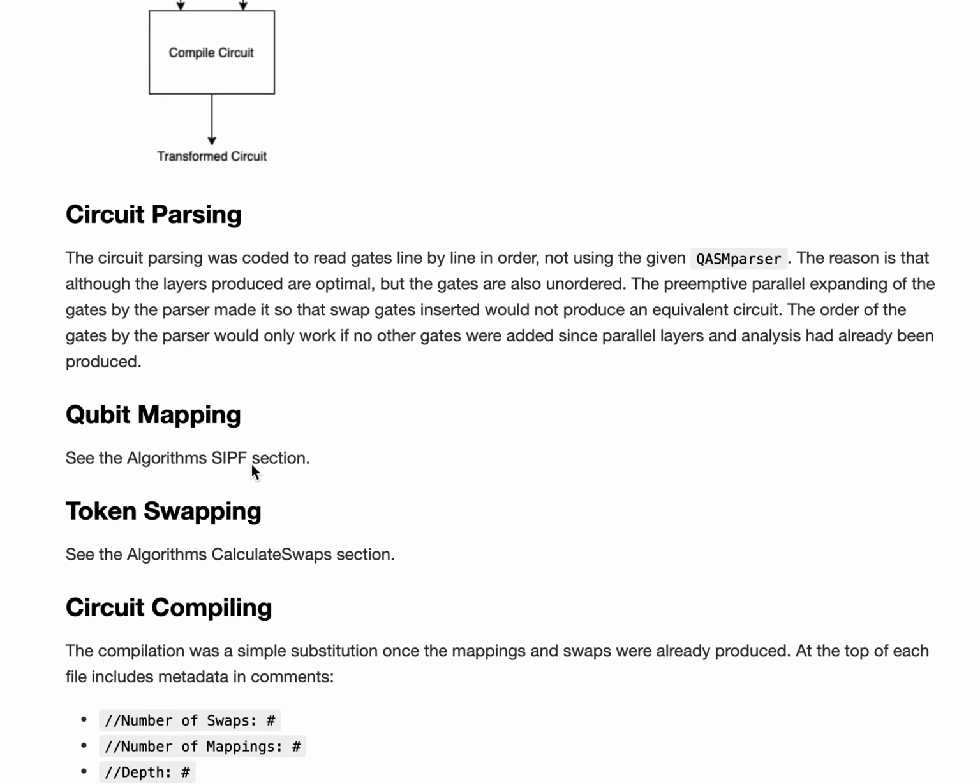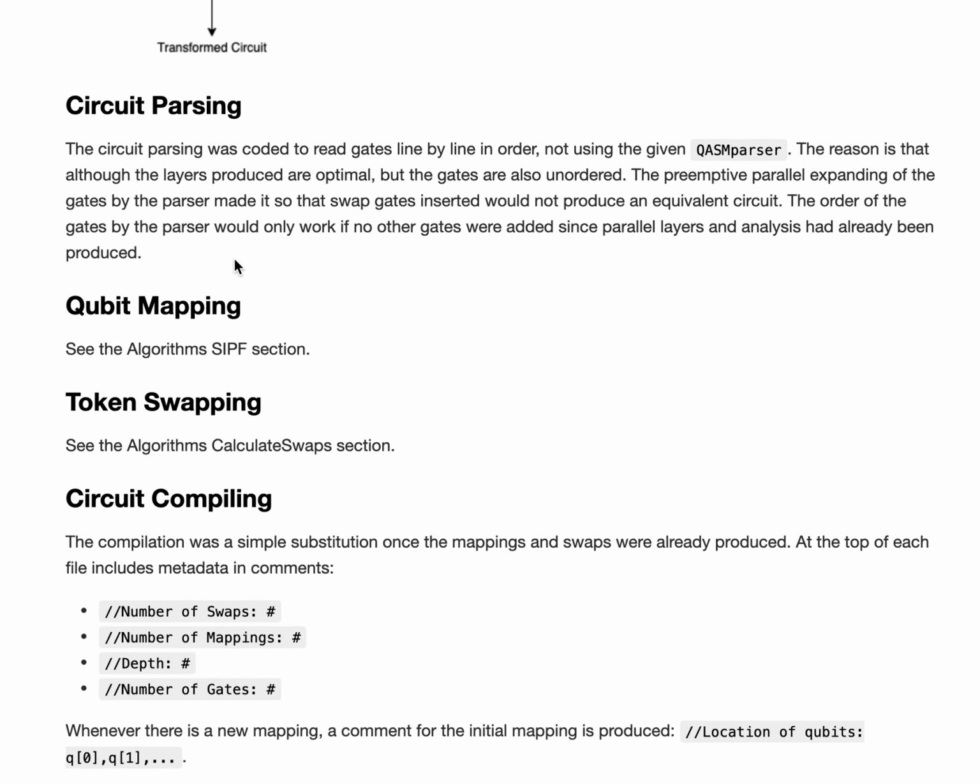So this is more implementation based. For the circuit parsing, I used a custom parser that just literally went line by line and parsed it out. This is because if you use the provided chasm parser, it parallelizes it for you and produces layers, which is not good because if you insert swap gates into there, it'll produce an incorrect result, because the only reason they were able to parallelize it into layers was because they already knew that the circuit was correct. The way that the gates are actually ordered in the C++ program, there's no guarantee.